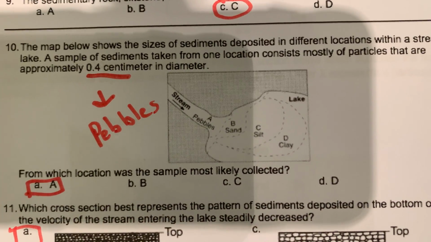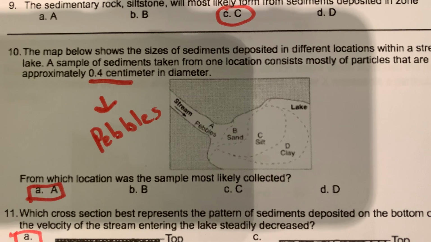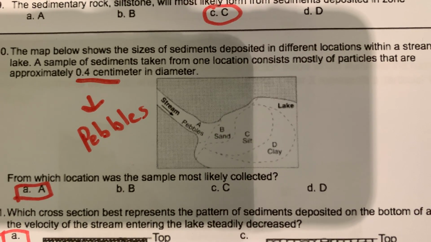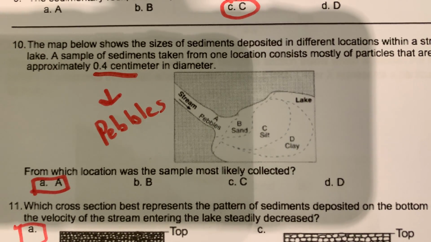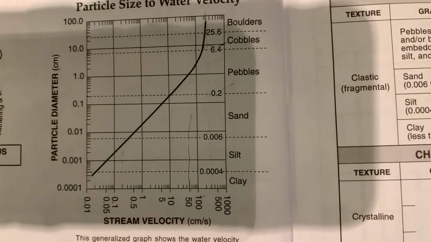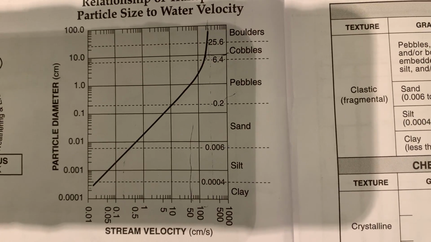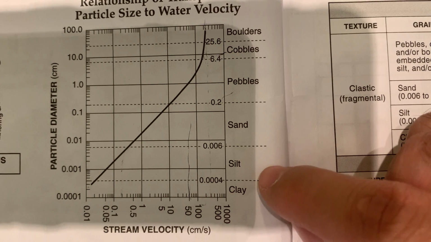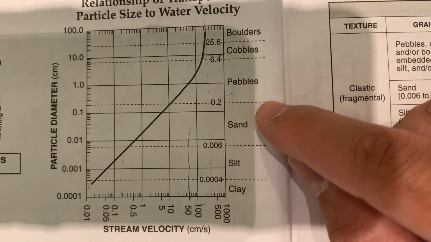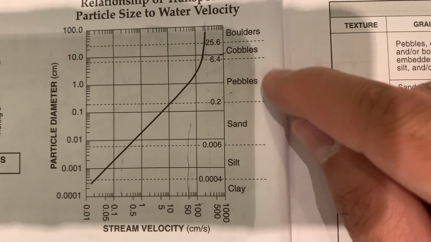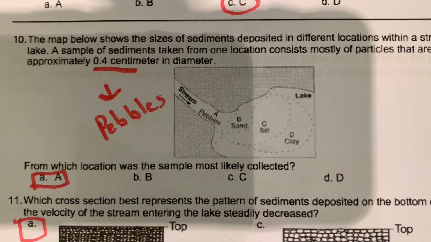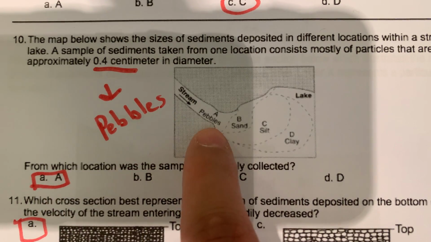All right, so they say here somebody picked up a particle that was 0.4 centimeters in diameter. So which location most likely did they collect that particle from? Okay, so similarly, come here, find out which one is 0.4. So that's 0.2, so it must be above that. That's 6.4, so that's too much. So 0.4 will fall in here, it'll be a pebble, as I noted here. So A, that's where the pebbles are.